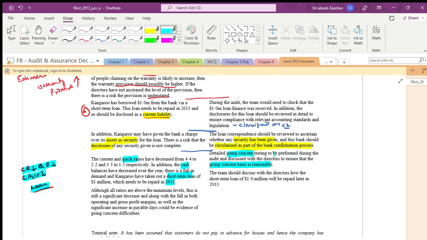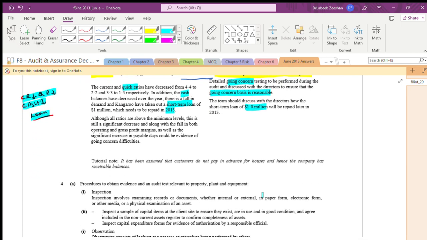You have to discuss with the directors that the going concern basis is reasonable. The team should discuss with the directors how we are going to pay the loan within the shorter time. Although all the ratios are above our minimum level, there is a significant decrease, along with a fall in both operating and gross profit margins, as well as an increase in payables, and this is evidence of going concern difficulties.